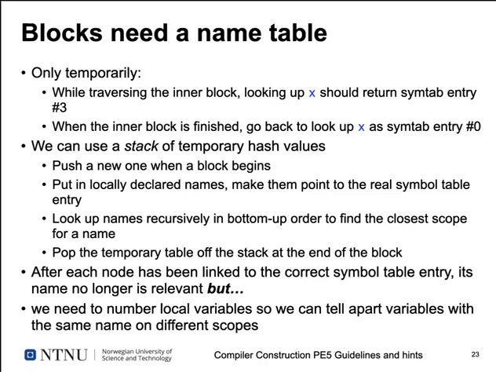So after each node has been linked to its correct symbol table entry, that's what we're doing on the way, we don't need its name anymore, but we still need to number the local variables so we can tell apart variables with the same name on different scopes. So this number is important, for example, to give us an index in our stack frame later on. If we have numbers 0, 1, 2, 3, 4, we could just multiply them by 4 if we store 4-byte integers, to give us the relative location of that variable on the stack frame, and essentially also the offset we are going to use from our stack pointer or frame pointer when we generate code later on.